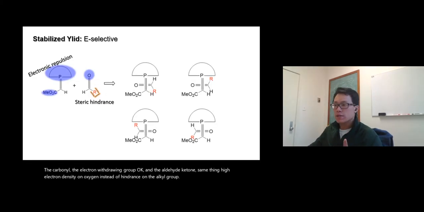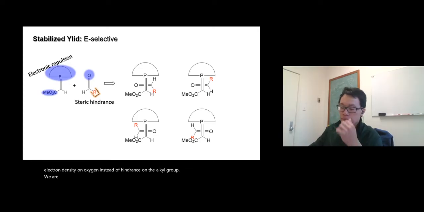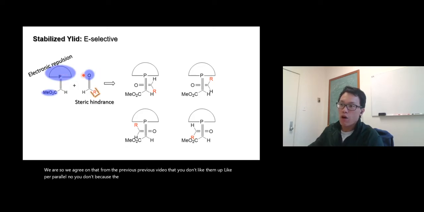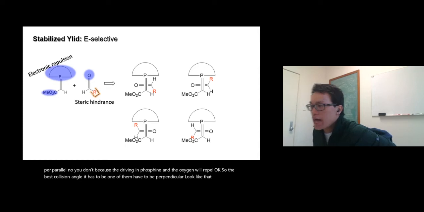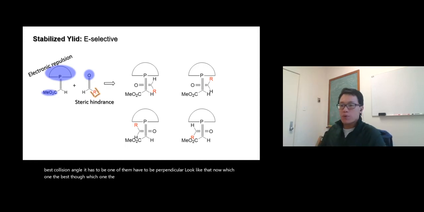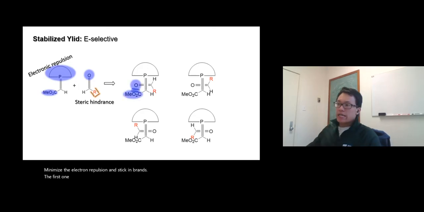So we agree on that from the previous video that you don't line them up parallel. No, you don't, because the triphenylphosphine and the oxygen will repel. Okay, so the best collision angle has to be one of them perpendicular, looking like that. Now, which one is the best though? Which one best minimizes the electron repulsion and the steric hindrance? The first one, not for sure, because oxygen and the electron withdrawing group, which is high electron density, they line up. So we got electronic repulsion there.